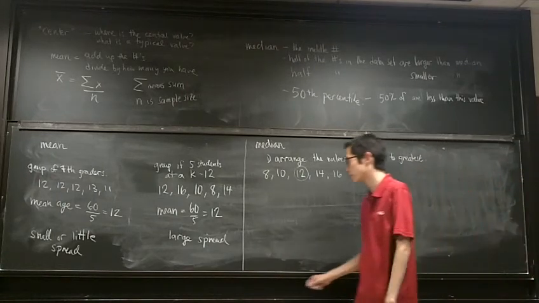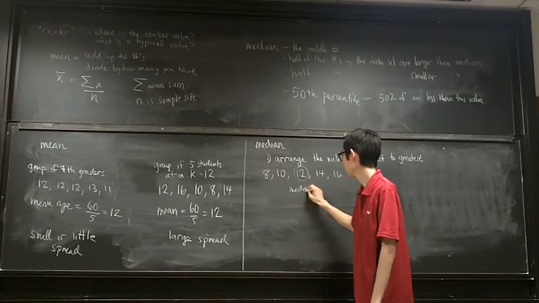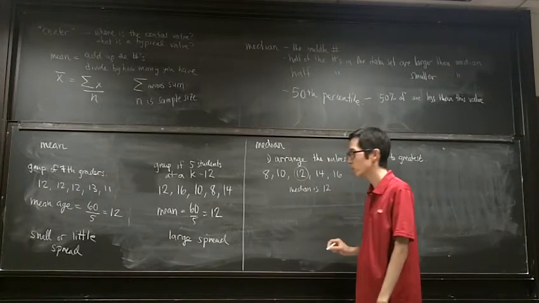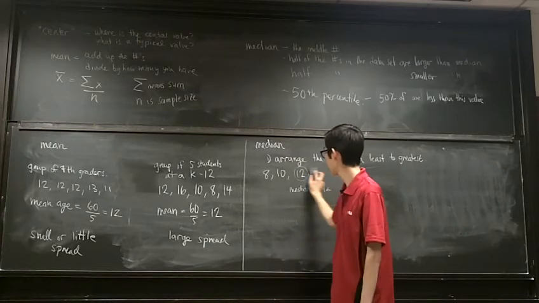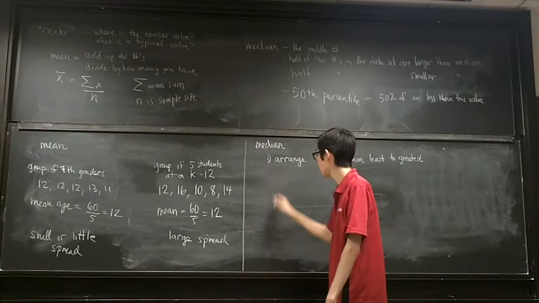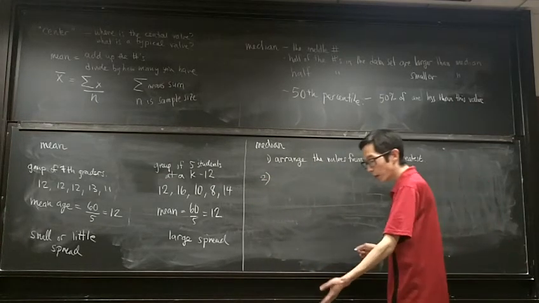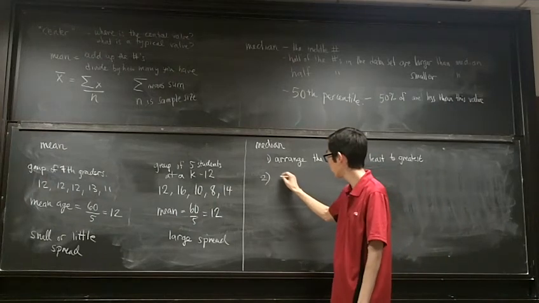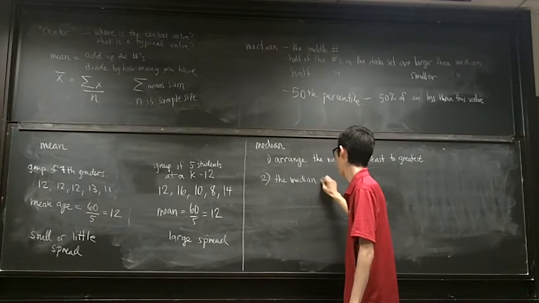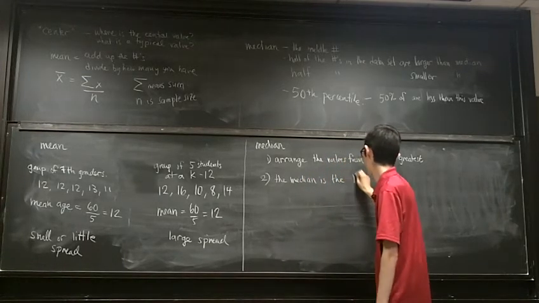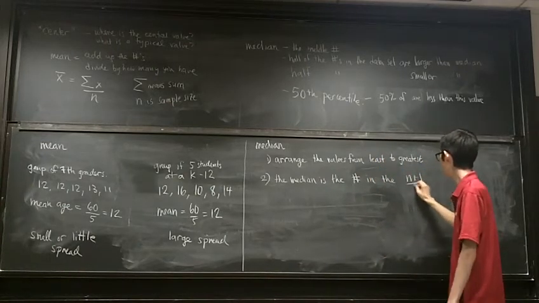So in this case the median is 12. But for larger sets, if it's not obvious what number is the median, the median is the number in the (n+1)/2 position.